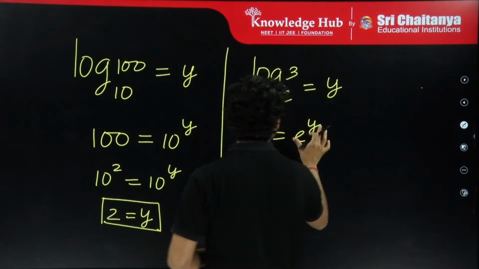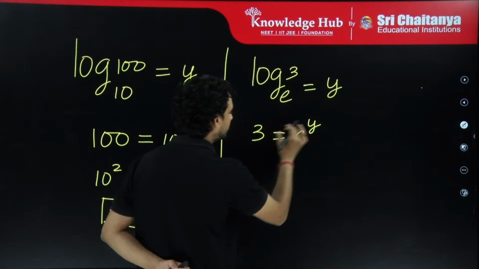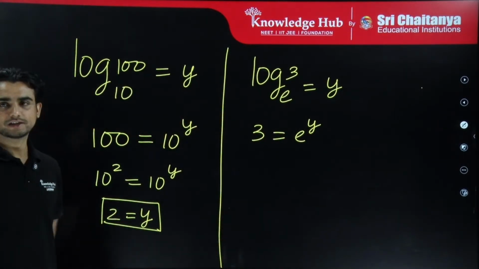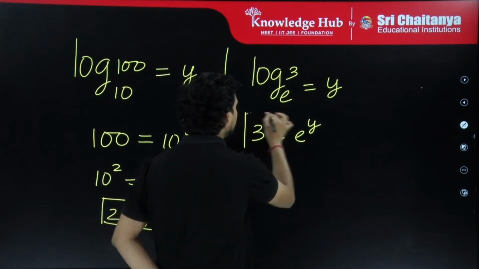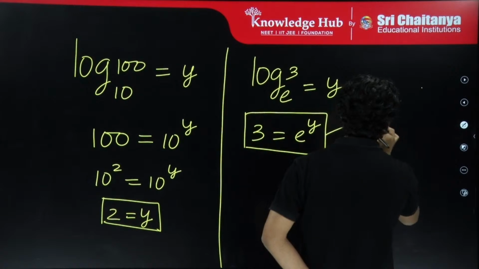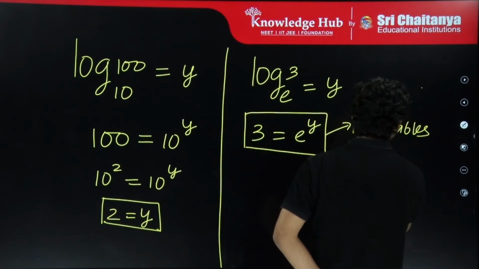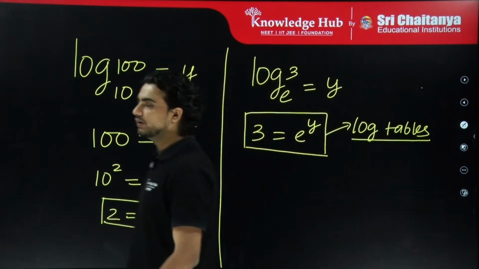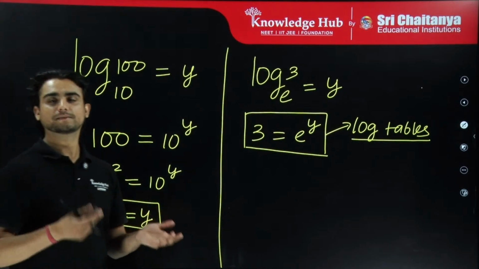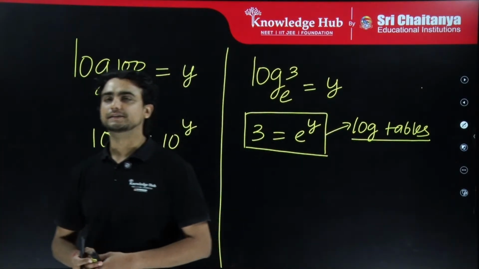So now how do we find this value? We don't know what this value will be. It was much easier to find the earlier one. To find this, we use log tables. We can easily learn how to use log tables, but right now we don't require this.